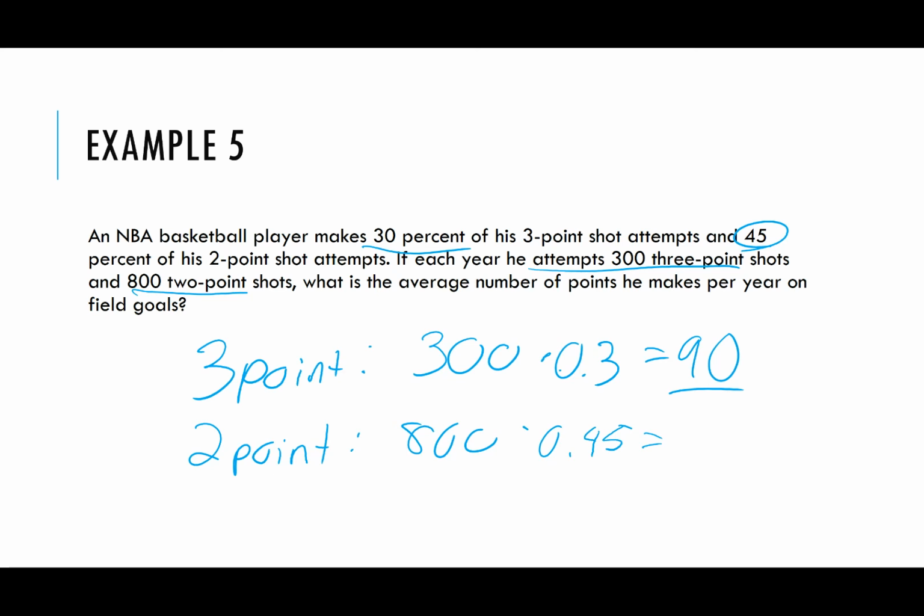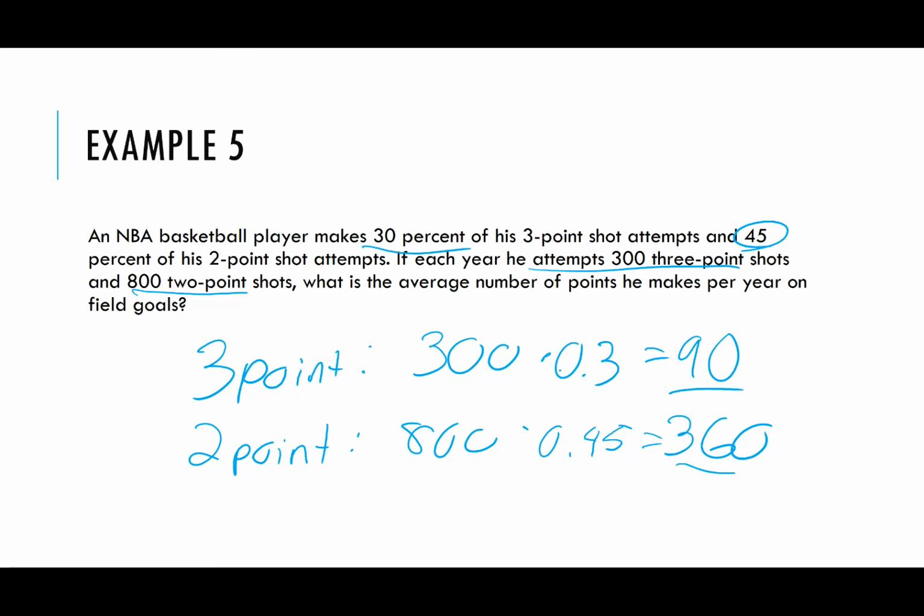I don't know, hold on. I gotta get a calculator. Give me a second. 800 times 0.45, 360. So 360 shots made out of the 800 that he took.